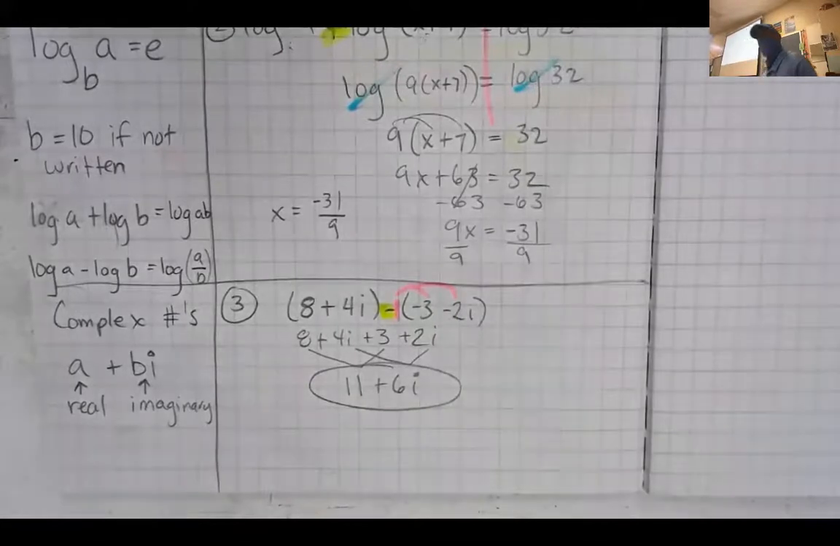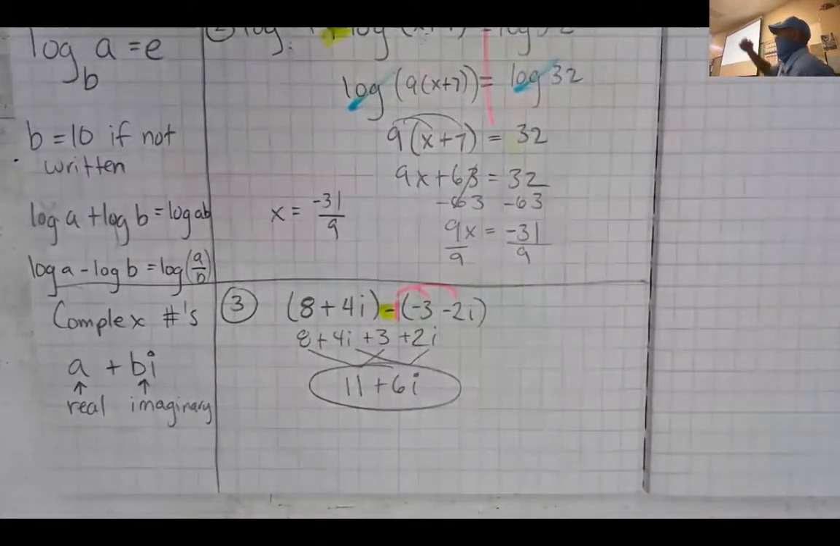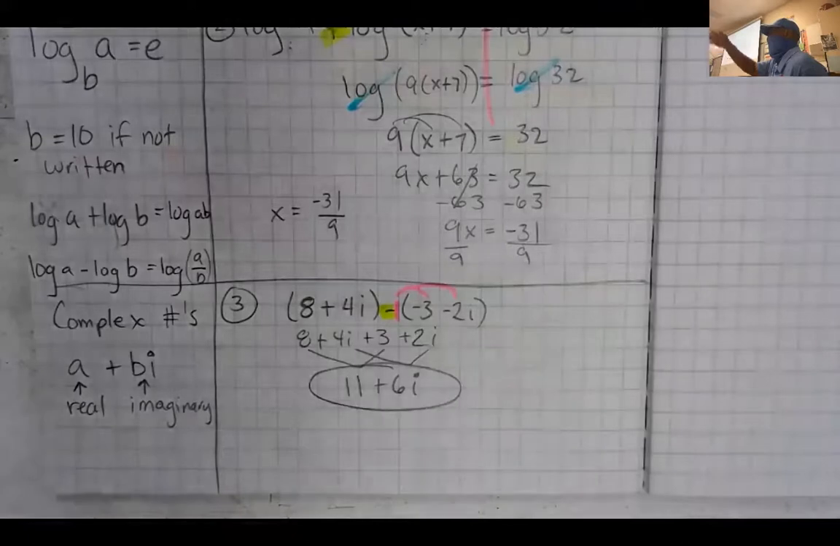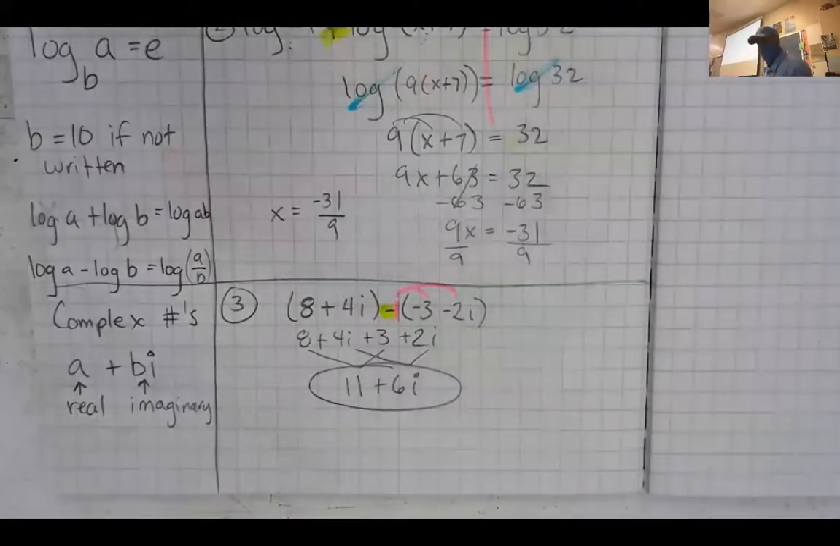So that's the complex number. You got a real part and then you got an imaginary part. In some cases, you might not have both. You might only have an imaginary part, or you might only have a real part.